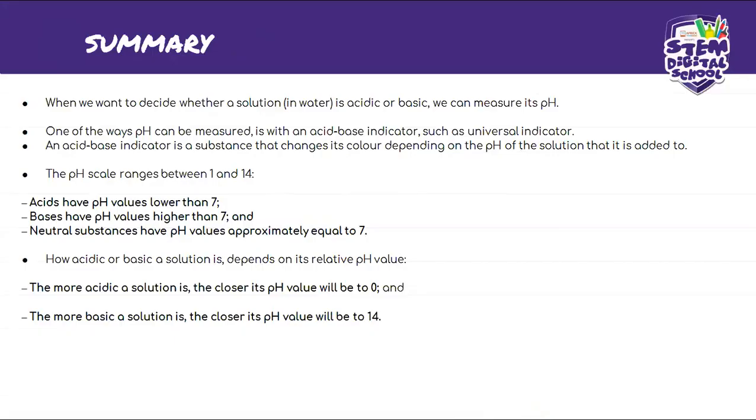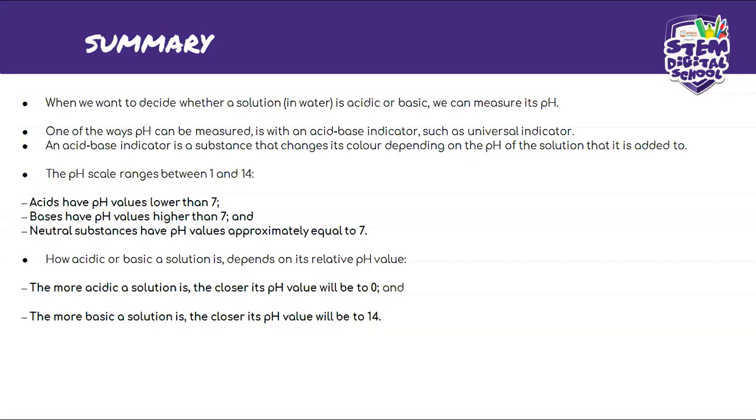Now let's look at this. When we want to decide whether a solution in water is acidic or basic, we can measure its pH. So roughly, we are talking about indicators, how to use them to determine whether a substance is an acid or base. What do we use to do that? We use the pH to measure. So in another way, pH is a measure to decide whether a solution is acidic or basic. One of the ways pH can be measured is with an acid-base indicator, such as the universal indicator.